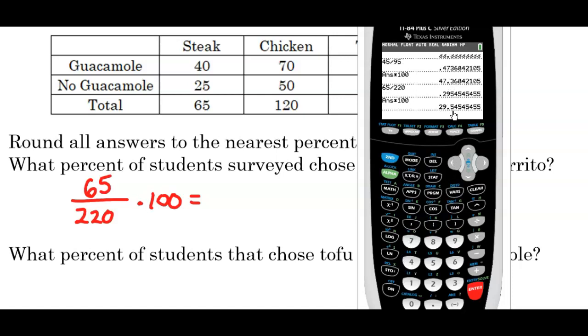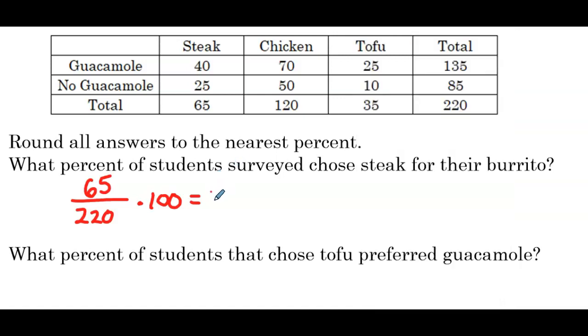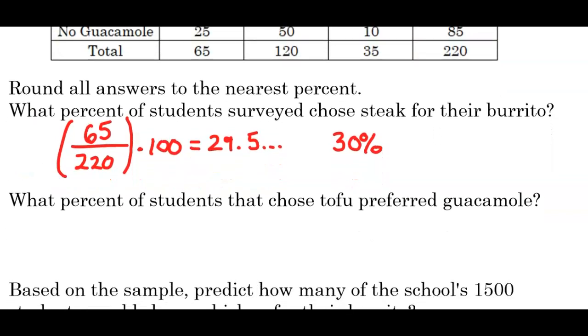times 100, and we could do this all in one step if we chose to. So 29.54, 29.5, round to the nearest percent. So that's going to be 30% of students chose steak for their burrito. Now, if you're going to do it all in one step in the calculator, just make sure to put parentheses around that division. And I can do that in the next example to show you what that would look like.